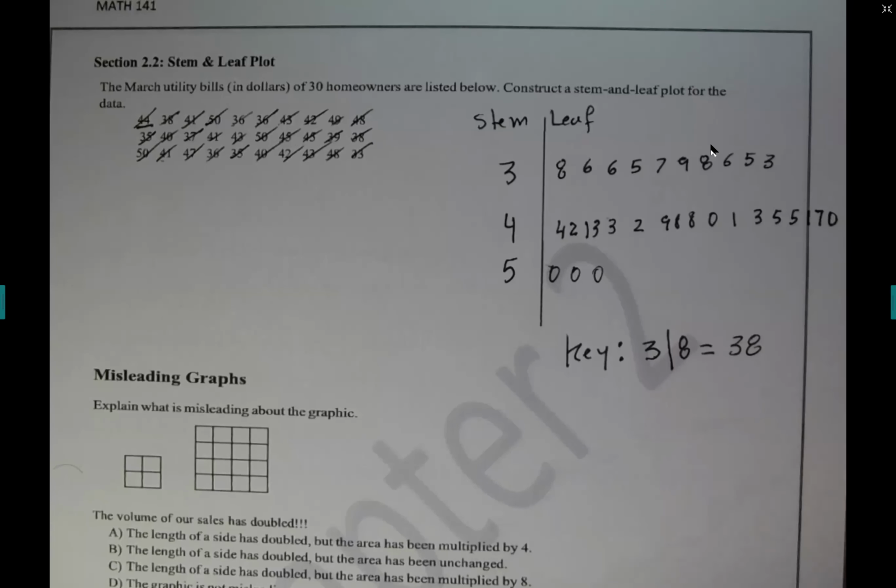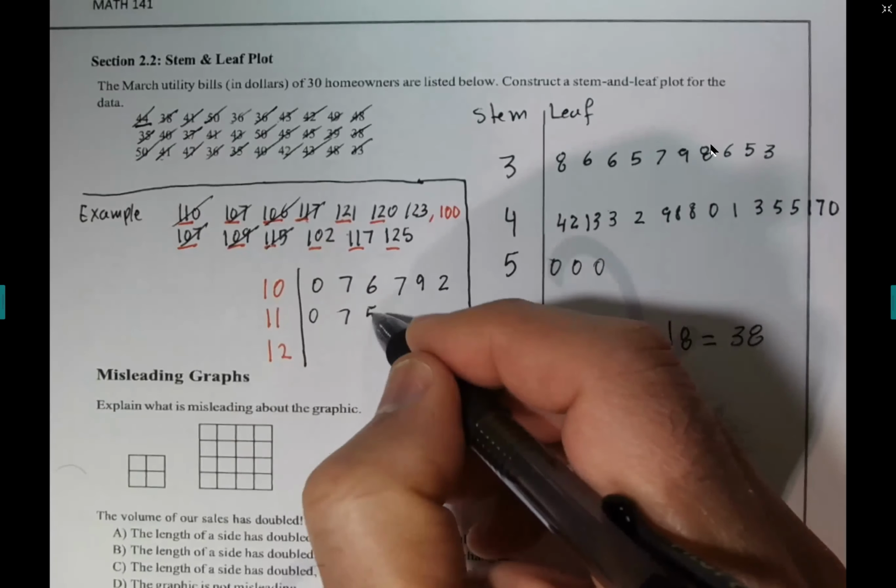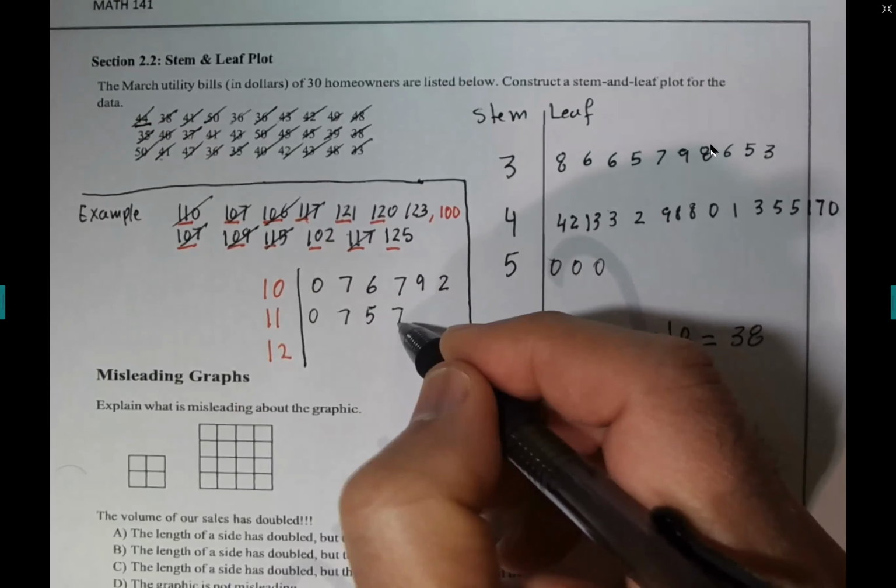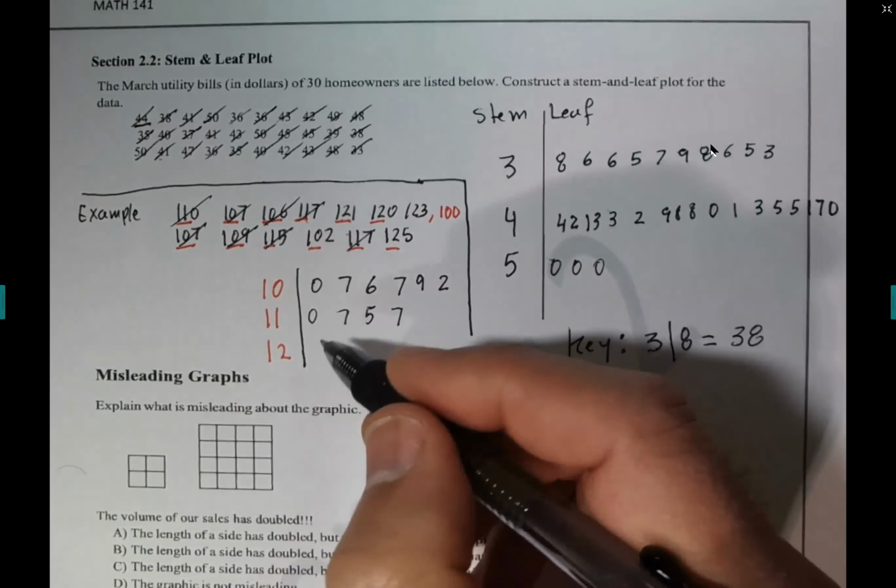11, that's a 0. Okay, that's a 7. We're going to try to align them nicely here. 15, 5, and then 7. And then the 12, I got a 1, I got a 0, I got a 3, and a 5. And then you have to put the key here. You tell the reader 10 vertical line 0 means 100. That's very important. And now you have a complete stem and leaf plot, guys.